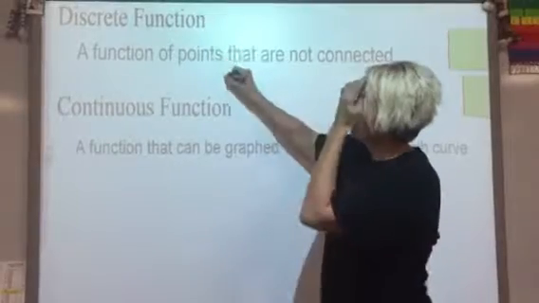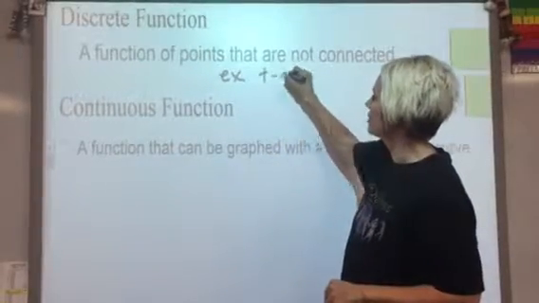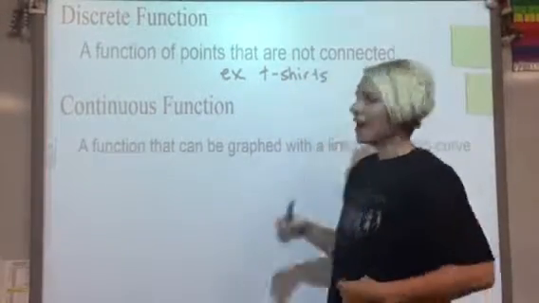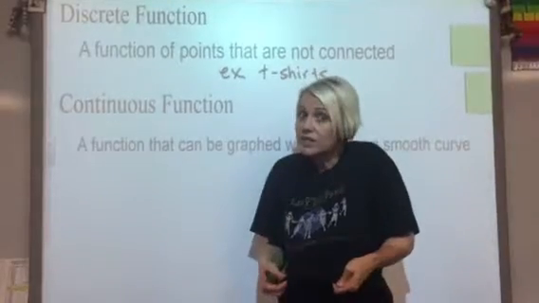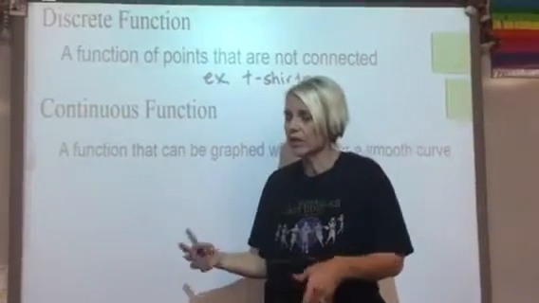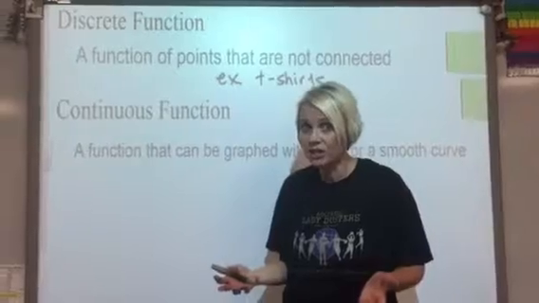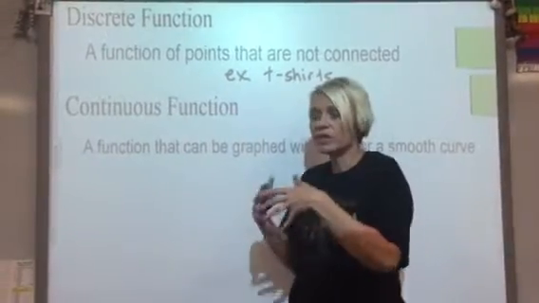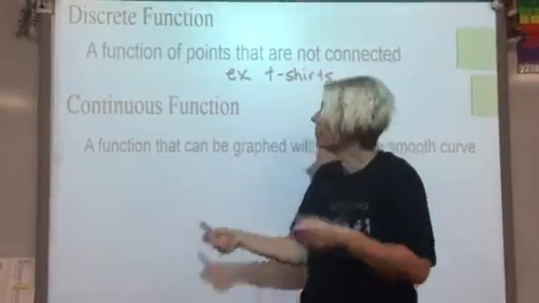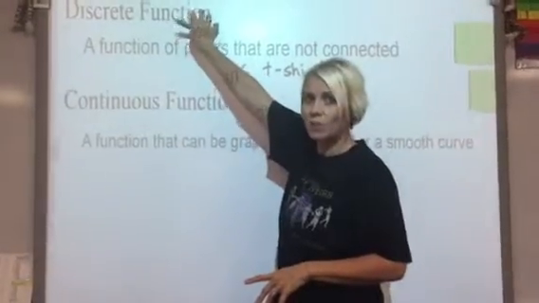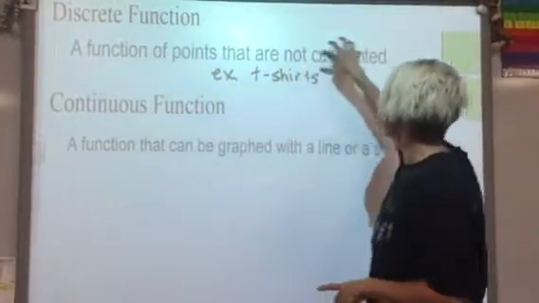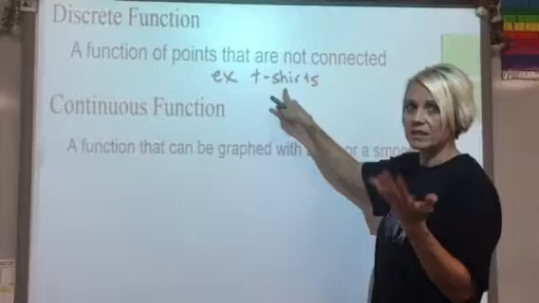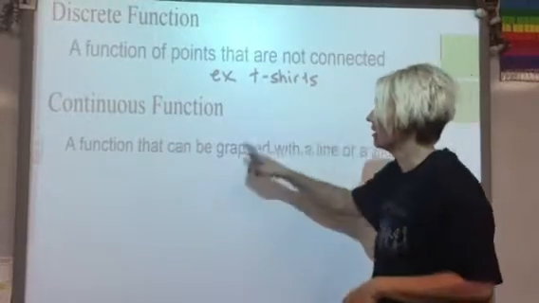Examples of discrete functions would be like t-shirts. All right, I can buy one t-shirt, I could buy 2 t-shirts. Can I buy half a t-shirt? No. You could take a whole t-shirt and rip it in half, but you cannot connect 1 to 1 here because there are points that are not connected. T-shirts is an example of things that won't be connected.